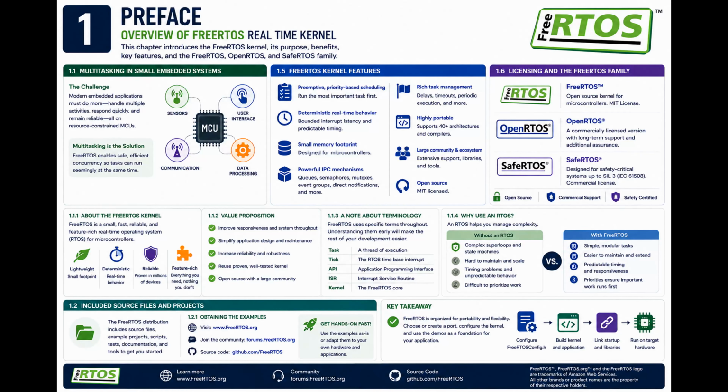This section explains why a developer would choose an RTOS at all. The answer is simple. An RTOS lets you structure complex applications as independent tasks, each with its own priority, instead of wrestling with a single tangled superloop.